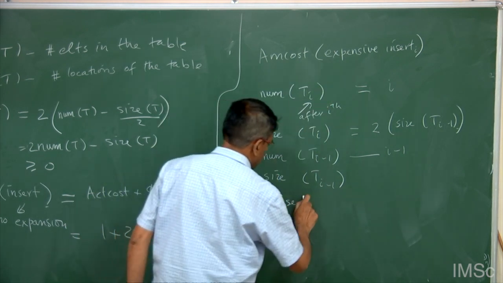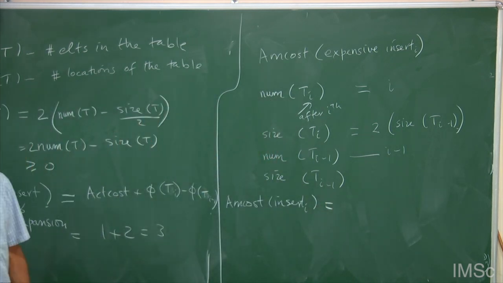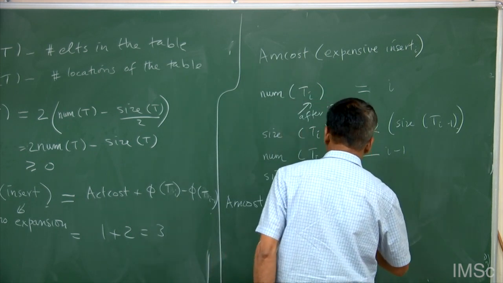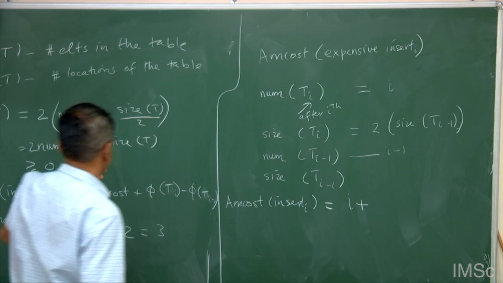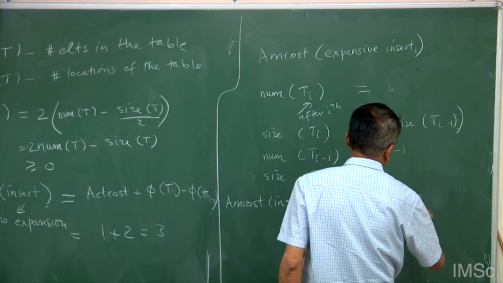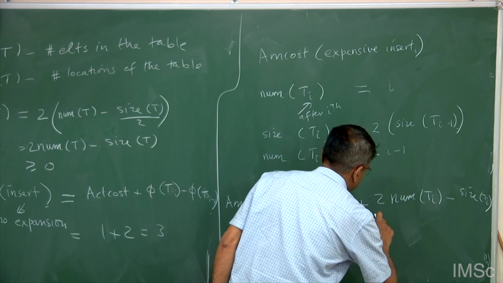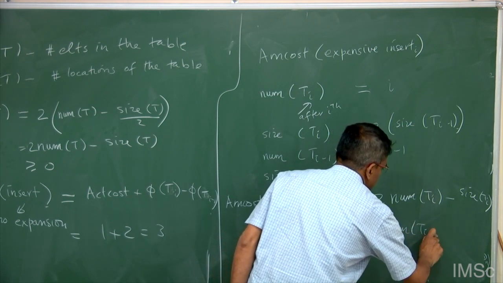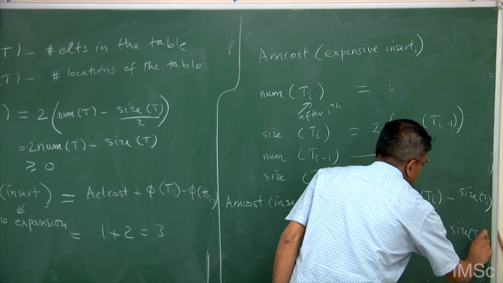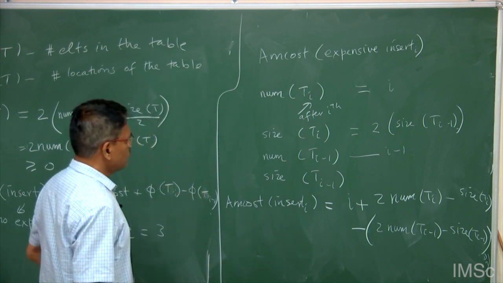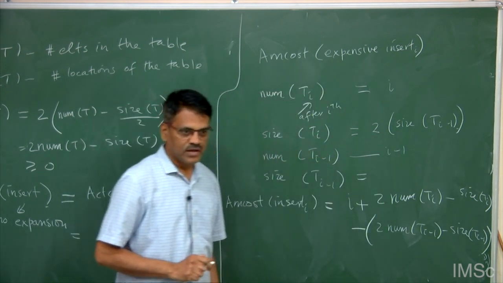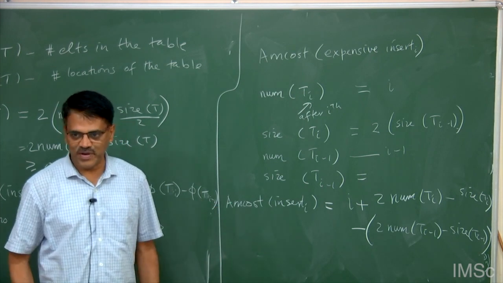So this expensive thing, what will be the actual cost? No, not 1. Table is expanded. i. Because there are i minus 1 elements there, you create a table, insert all the i minus 1, plus insert this also. So the actual cost is i. Now let's see what happens to the potential difference. So let me just plug it in. 2 num Ti minus size Ti minus... we also know what is size Ti minus 1. i minus 1, exactly. Table was full, that's why I expanded it.